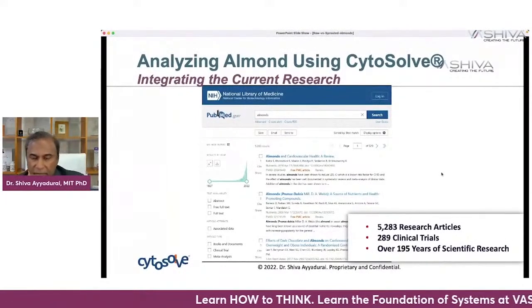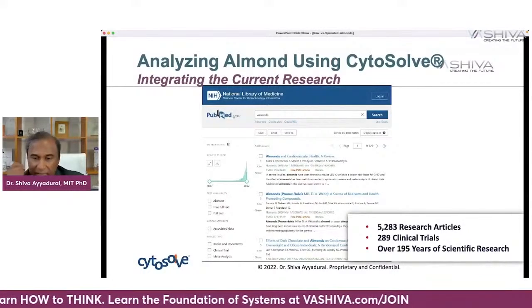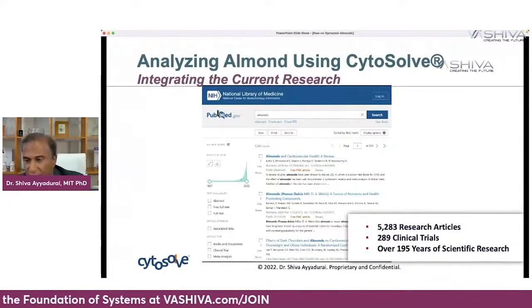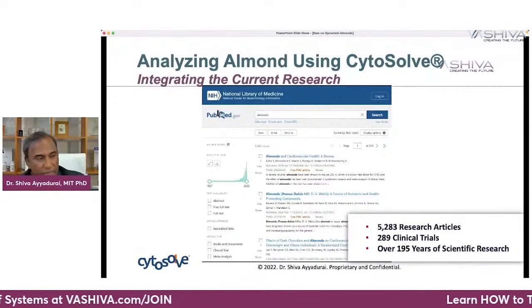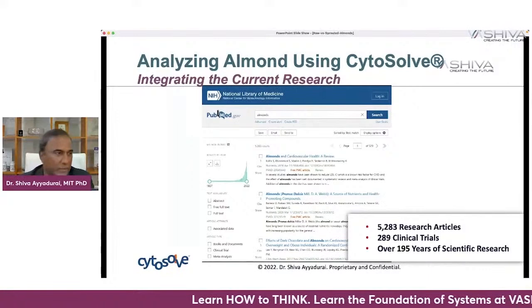In this case, there's 5,283 research articles that have been done over the last nearly 200 years. So look at that. There's been 195 years of scientific research in 289 clinical trials, but 5,283 research articles.